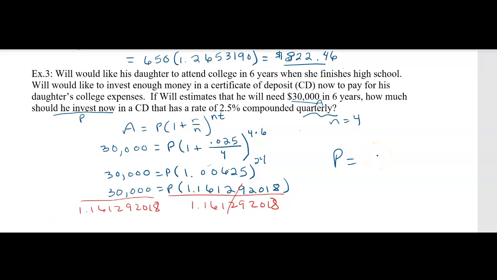So in this case, what he would need to invest in, and again, we round to the nearest cent, would be $25,833.30. So that's what would need to be invested in order to have that $30,000 after 6 years. But again, that's a low interest rate. It's only compounded quarterly. So those are things that would need to be taken into consideration. I always say shop around or work with a financial advisor.